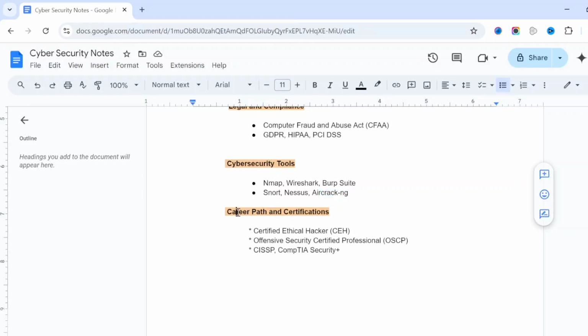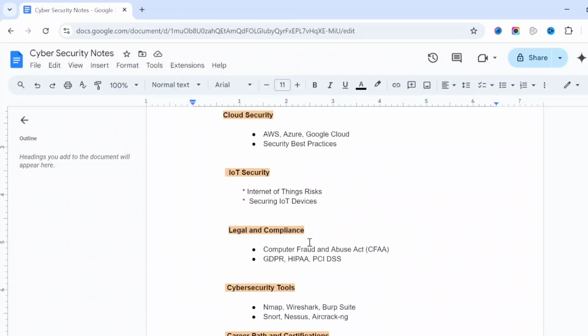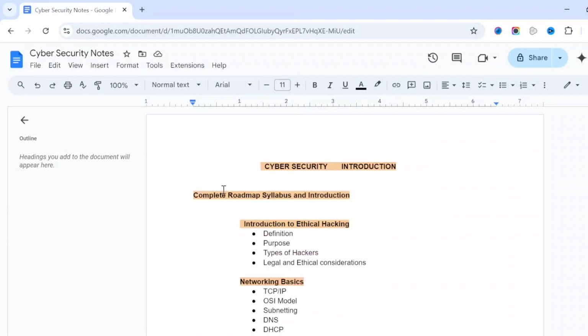Next, we are helping with the career path and certifications also, like Certified Ethical Hacker, and Offensive Security Certified Professional, OSCP, and CISSP. So these are the certifications. That also I will help you with after the course completion: how to get certified, those also I will help you. So this is the complete roadmap and syllabus of cybersecurity.